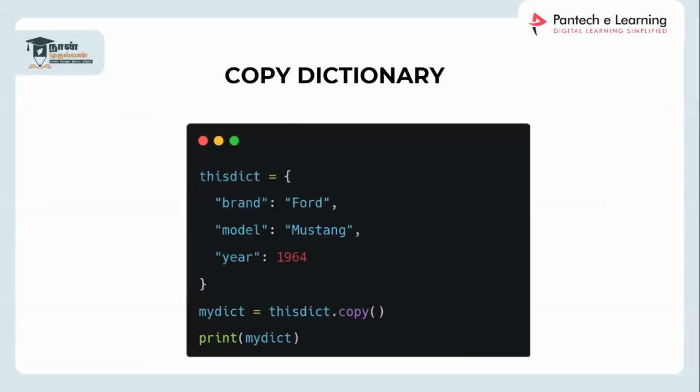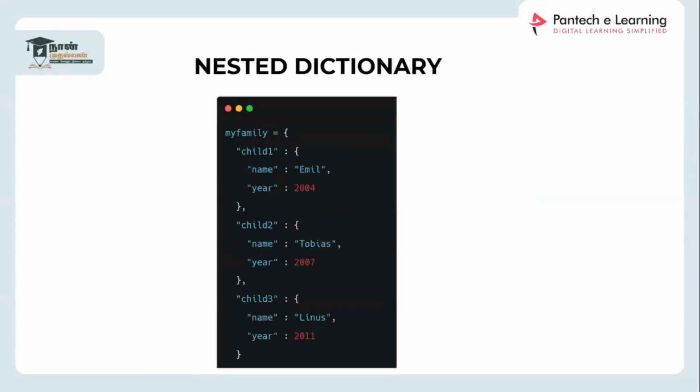Okay, so next one is copy dictionary. Copy dictionary we also saw with lists, right? To create another variable name, we can copy the same values and store them in another variable. Next, nested dictionary. The nested dictionary is used to create another dictionary inside the same dictionary value.